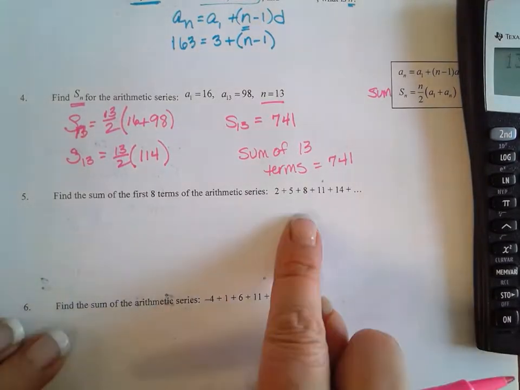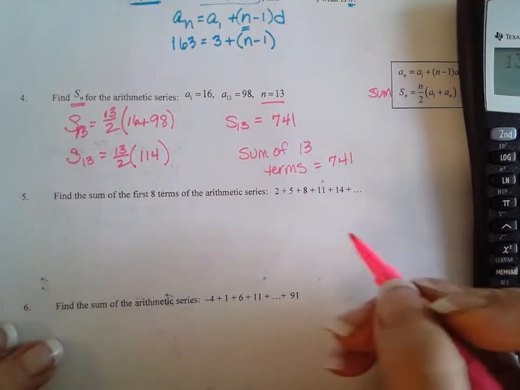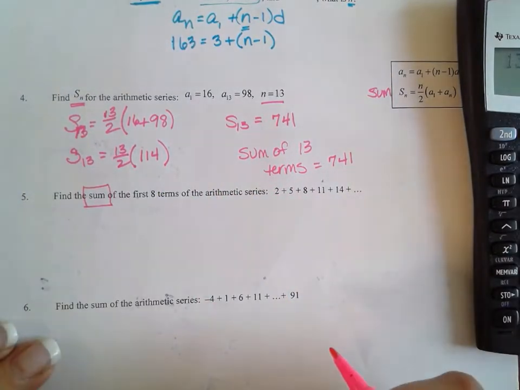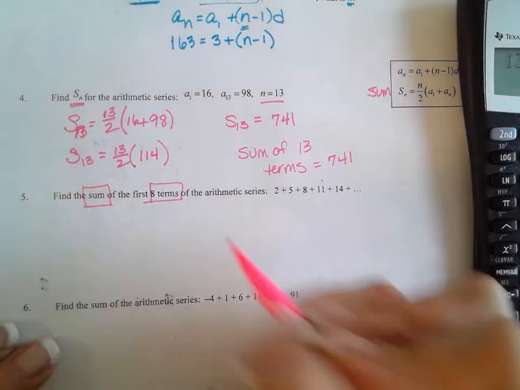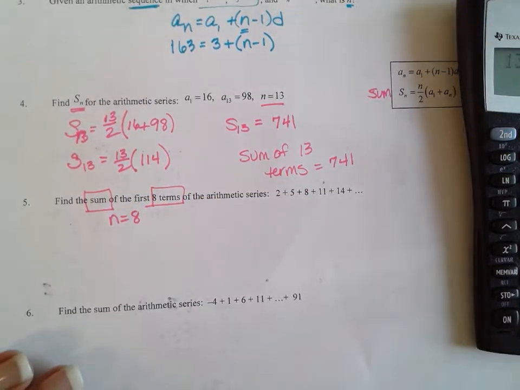All right, one more and then we'll put them into real life use. So, I'm finding the sum for the first 8 terms. That means my n is 8. Would you agree? Are you guys shaking your heads? You're just so quiet.